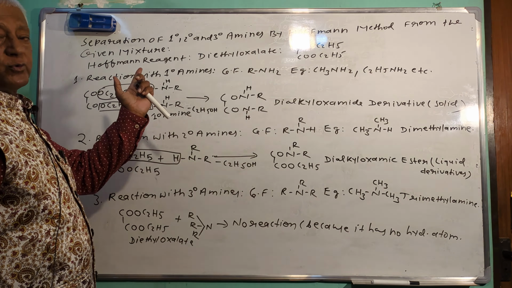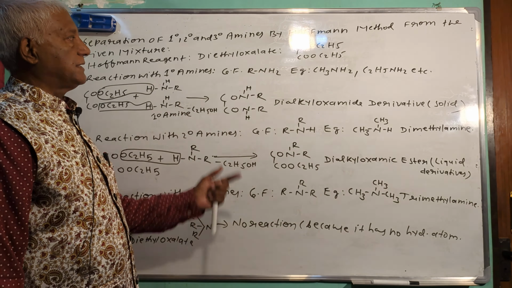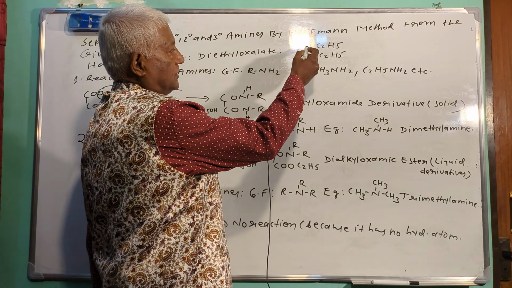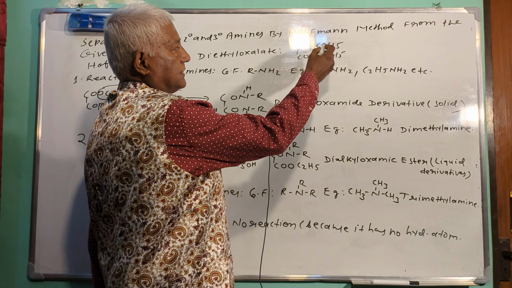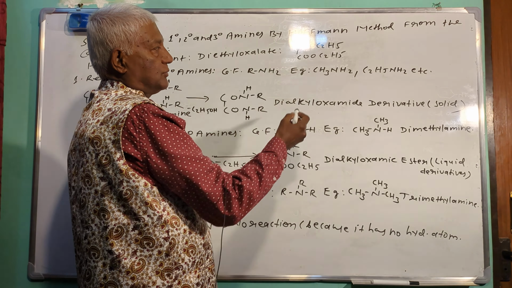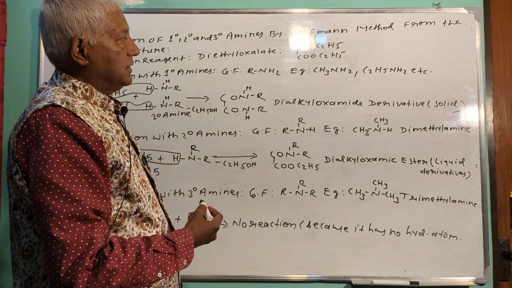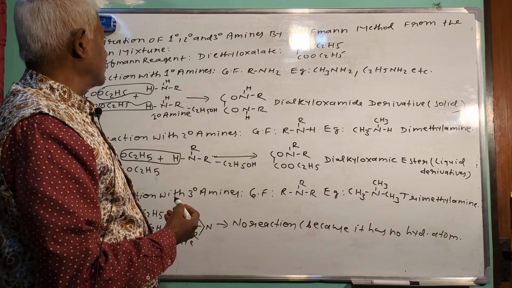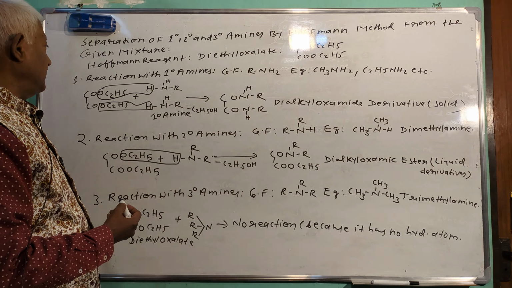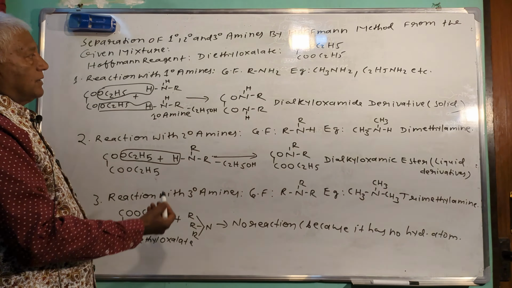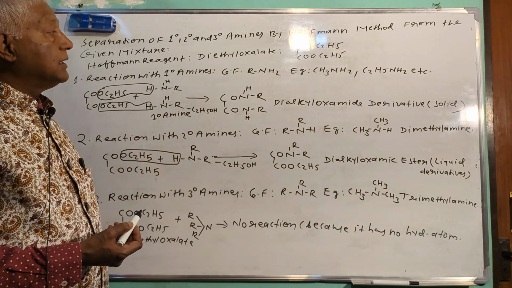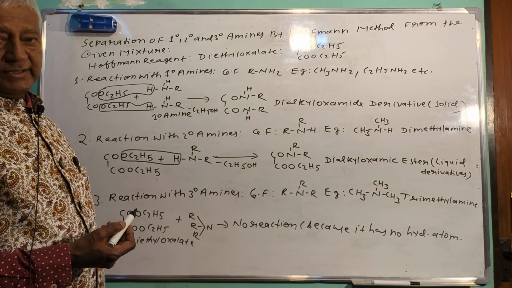At first we have to know what Hoffmann reagent is. It means diethyl oxalate. What is the formula of diethyl oxalate? COOC2H5, COOC2H5. The H of the oxalic acid is substituted by ethyl. So what is the name of this compound? Diethyl oxalate. That is also known as Hoffmann's reagent because it was given by Hoffmann, the chemist. Now the given mixture of first degree, second degree, third degree amine is reacted with diethyl oxalate, the Hoffmann reagent.